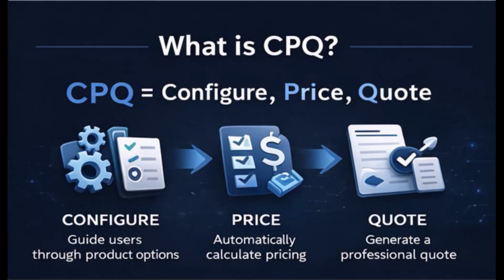CPQ stands for Configure Price Quote. It's a system designed to automate and simplify the entire quoting process for complex products and services. First, Configure guides users through product options using built-in rules to ensure every configuration is valid. Next, Price automatically calculates pricing based on selected components, quantities, discounts, and customer-specific agreements. Finally, Quote generates a professional document containing product details, pricing, and terms ready to send to the customer. What used to take days or even weeks can now happen in just minutes.